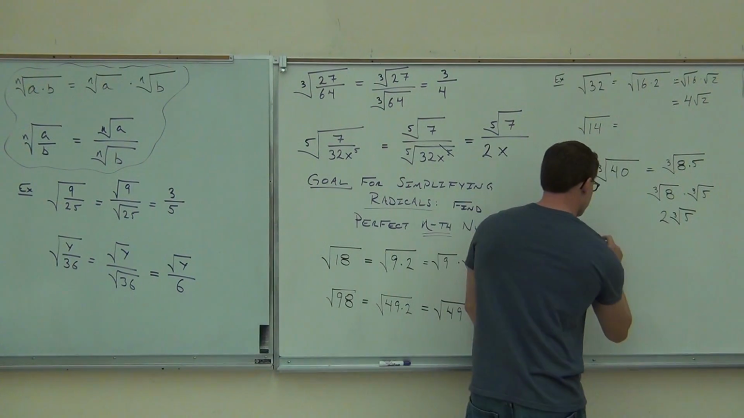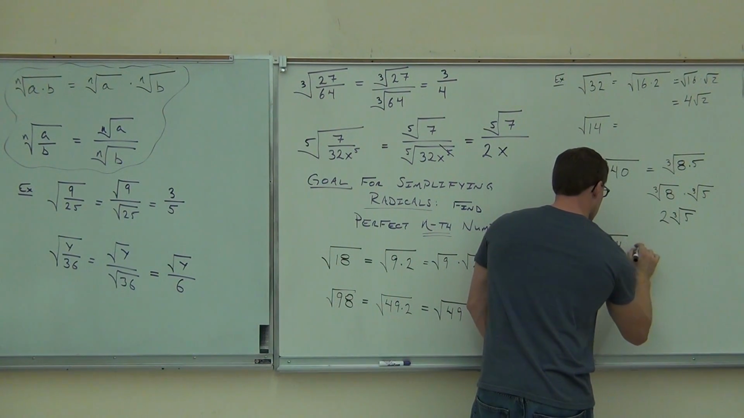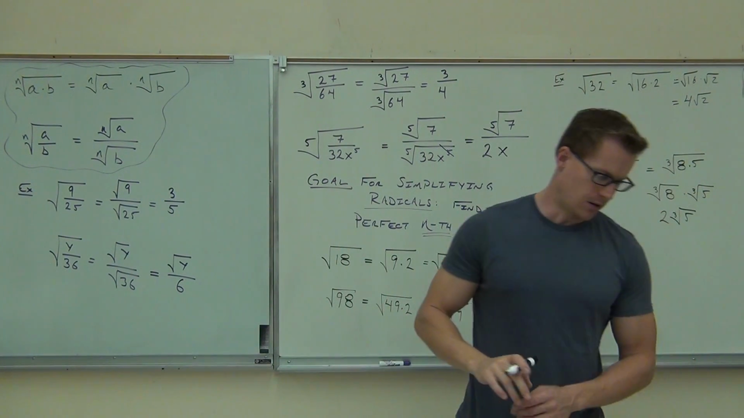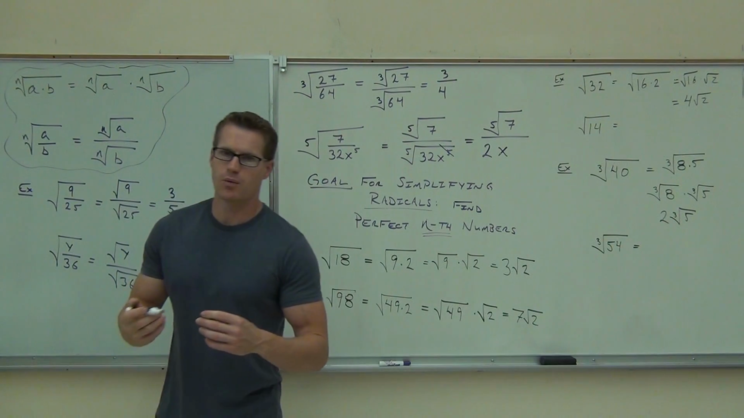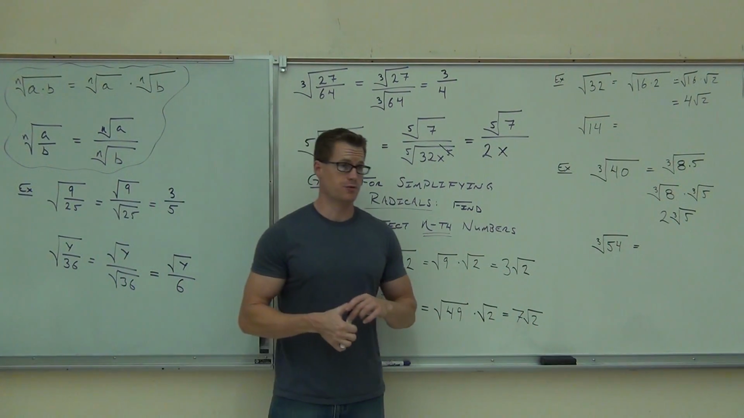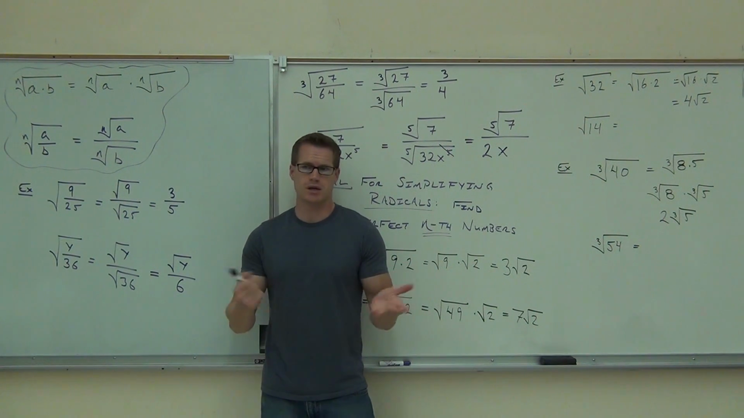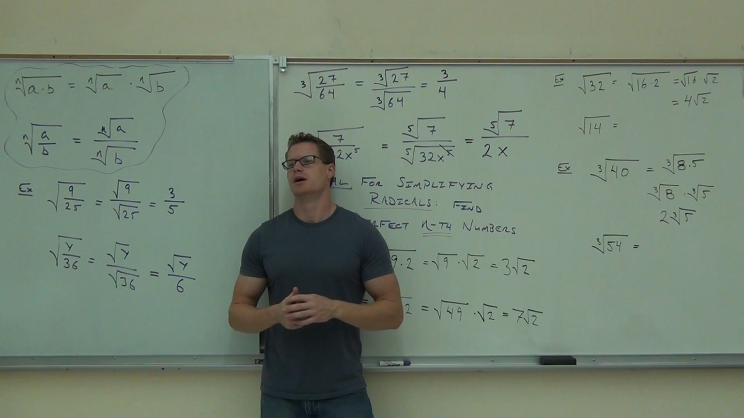Do one more. Okay, don't say it out loud. I want you to think about it. Firstly, I want you to think about what type of numbers you should be looking for. Should we be looking for perfect squares or perfect cubes? Perfect cubes. Sure, perfect cubes. So think in your head about a perfect cube that divides 54.